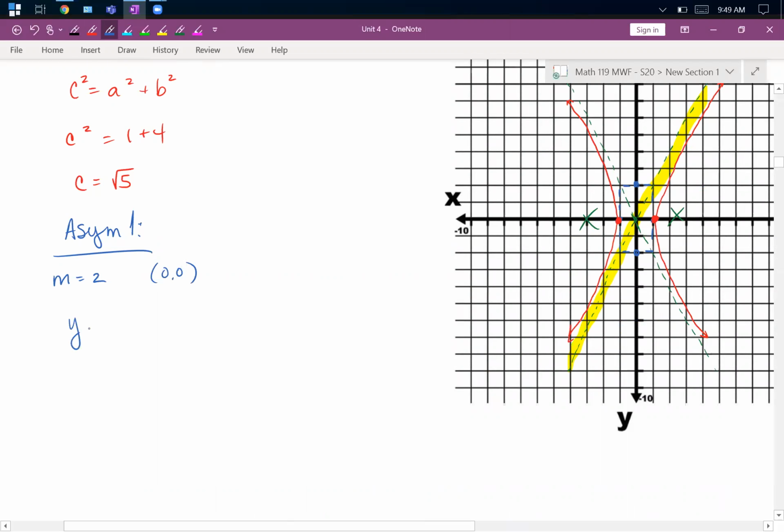I guess you'd go through the whole process of writing the equation of a line, but hopefully you guys can see that this has a y-intercept of 0, so I can just plug it right into y equals mx plus b and simply get y equals 2x.